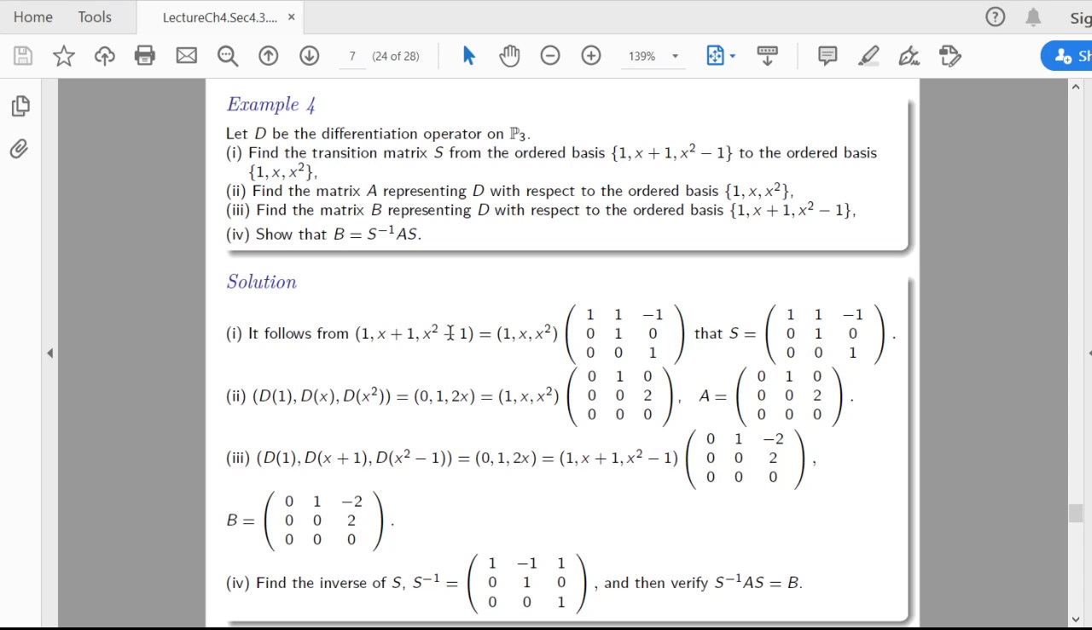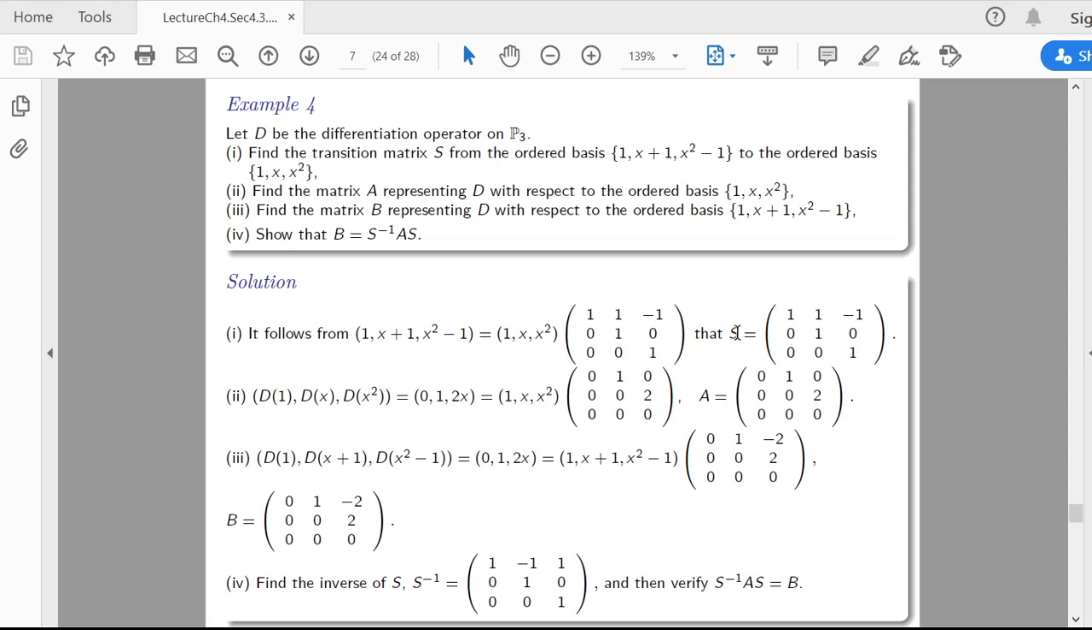Then x squared minus 1, that we can write it down as 1 times -1, then plus x times 0, then x squared times 1. So in that way, we got the third column. From this, we can say the transition matrix S is equal to this matrix here. So that's S.